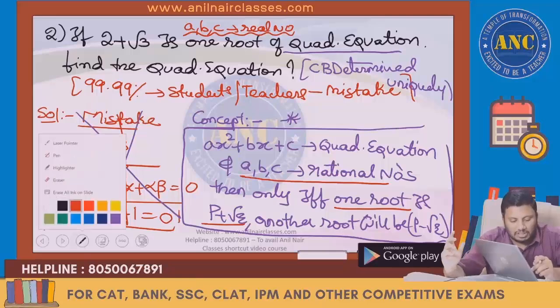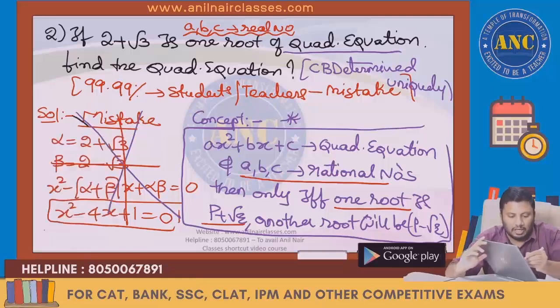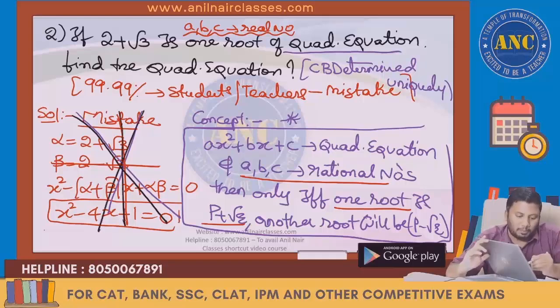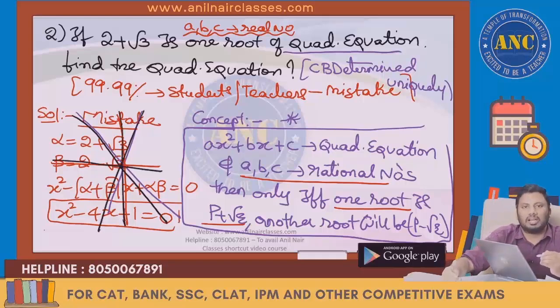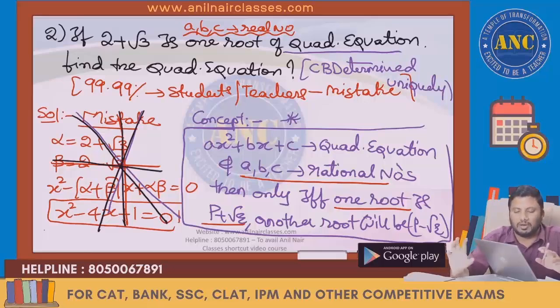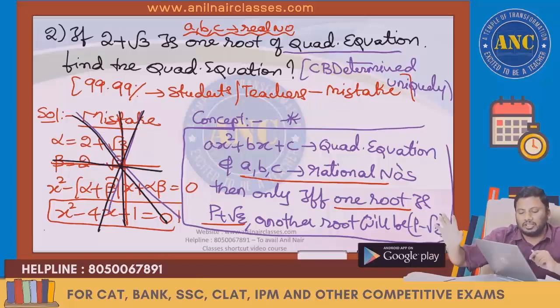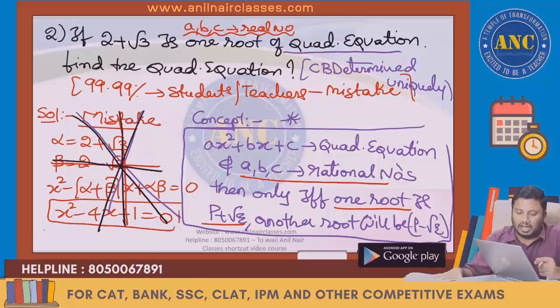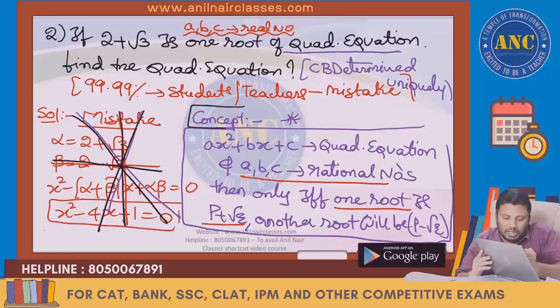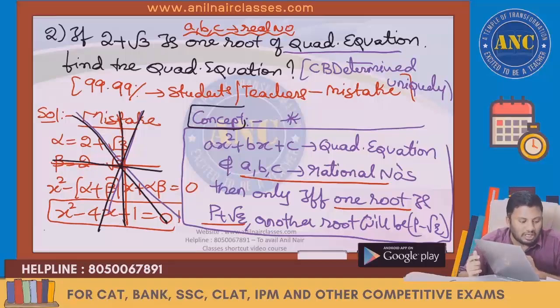This is a blunder mistake done by almost all incompetent teachers, people who think that they are trainers but do not sit and understand the concept. They are nothing but vomiters, seeing the 20 solutions and vomiting them in the class. Concept, please make a note: ax square plus bx plus c. Only if the coefficients are rational numbers, then if one root is p plus root q, another root will be p minus root q. I hope the idea is clear.